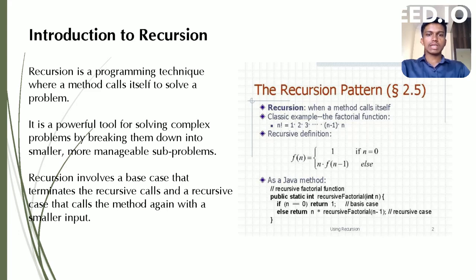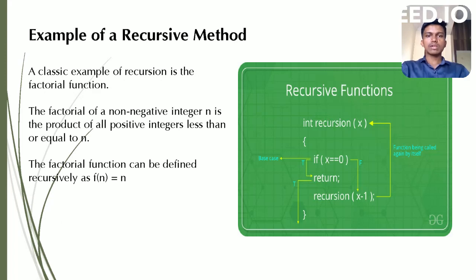Recursion involves a base case that terminates the recursive calls, and a recursive case that calls the method again with a smaller input. To implement recursion, we must ensure two things: a base case to terminate the recursion and a recursive call that breaks down the problem. Example of a recursive method. A classic example of recursion is the factorial function. The factorial of a non-negative integer n is the product of all positive integers less than or equal to n. The factorial function can be defined recursively as f(n) equals n.